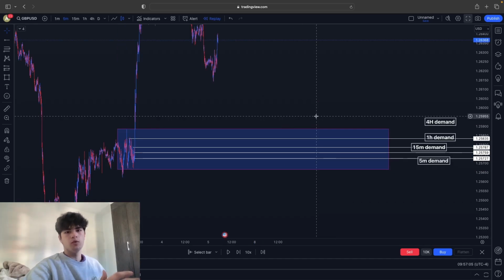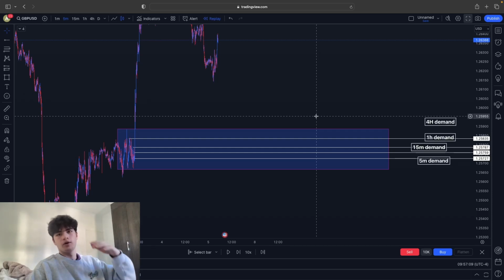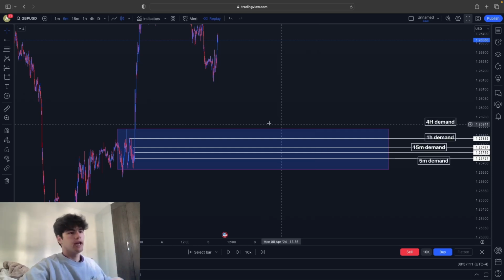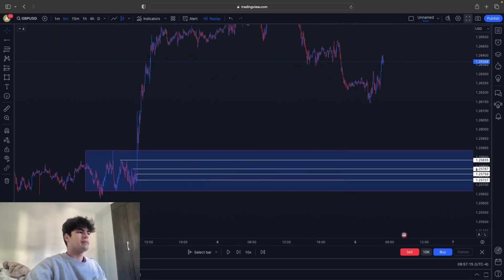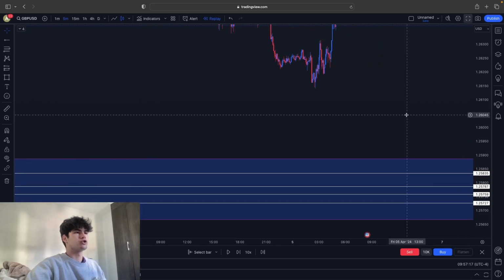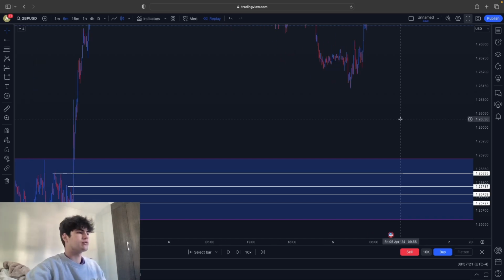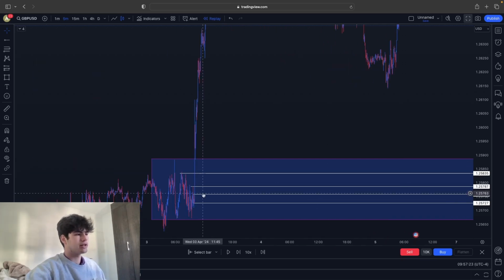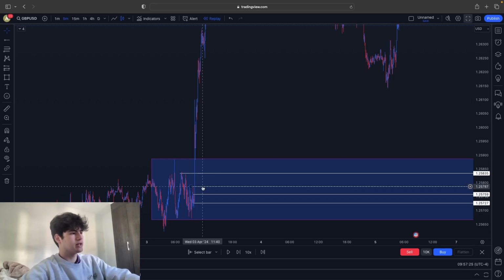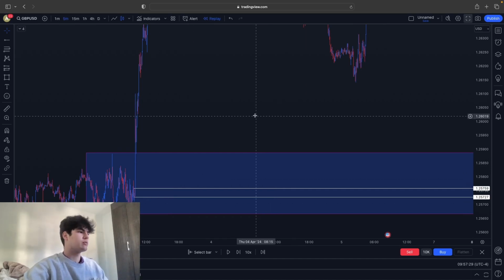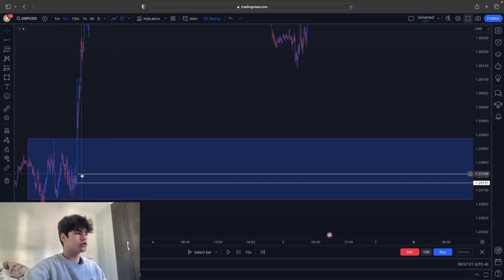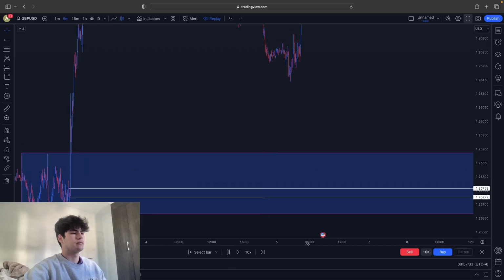All right, so now we have completely scaled the zone from the 4-hour to the 1 hour to the 15-minute to the 5-minute. Now we're going to wait for it to eventually tap the 5-minute zone. I wouldn't enter into anything unless we tap into the 5-minute zone, which is the last one right there. I'm going to remove the 15-minute and the 1 hour just so we can look at the main zone we're focusing on. The two white lines are what we're focusing on.